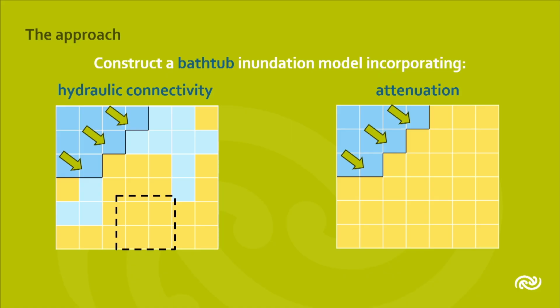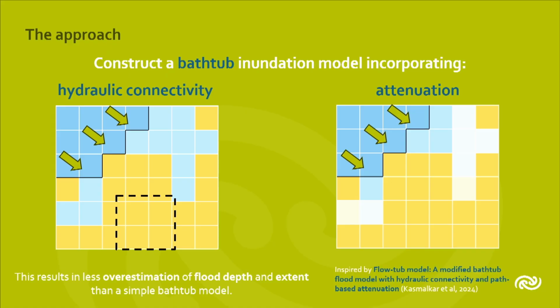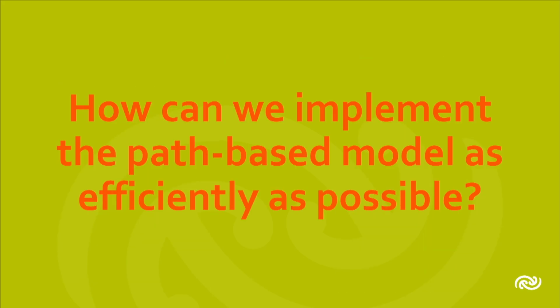And two, attenuation, which refers to the natural reduction in water depths as the storm tides move inland. And this results in less overestimation of flood depth and extent than a simple bathtub model. And the work is inspired by the methods developed in Kasmalkar and others, 2024. So how can we implement the path-based model as efficiently as possible?